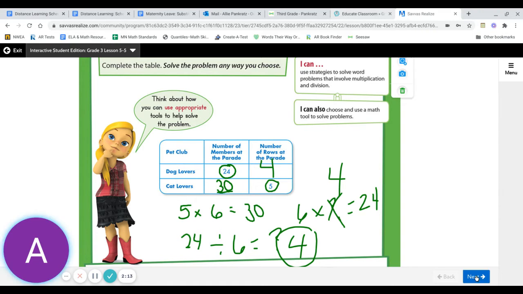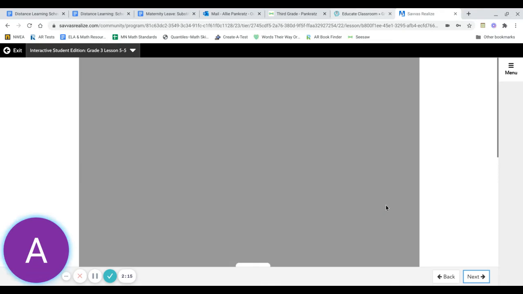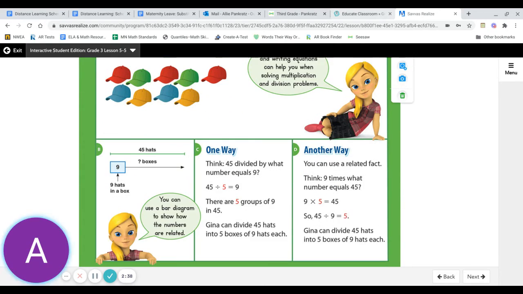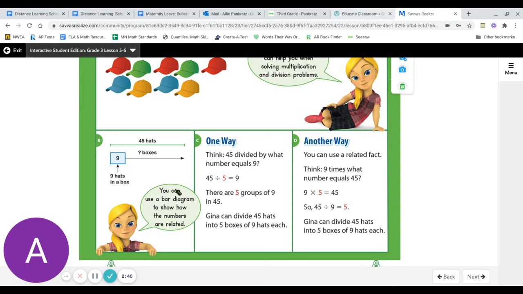Let's look at our next page. And when we're doing word problems, we want to make sure we read through them a couple of times to make sure we know all the information. Let's look at part A. Gina has 45 hats. I'm going to underline that part because I know that'll be her total. She's packing them by putting 9 hats in each of several boxes. How many boxes will she fill? Drawing pictures and writing equations can help you when solving multiplication and division problems. So they show a bar diagram first.